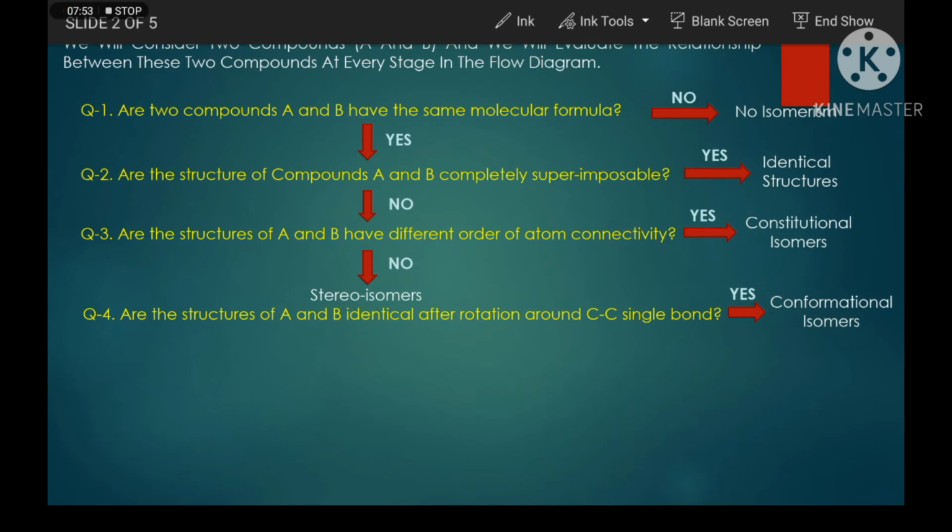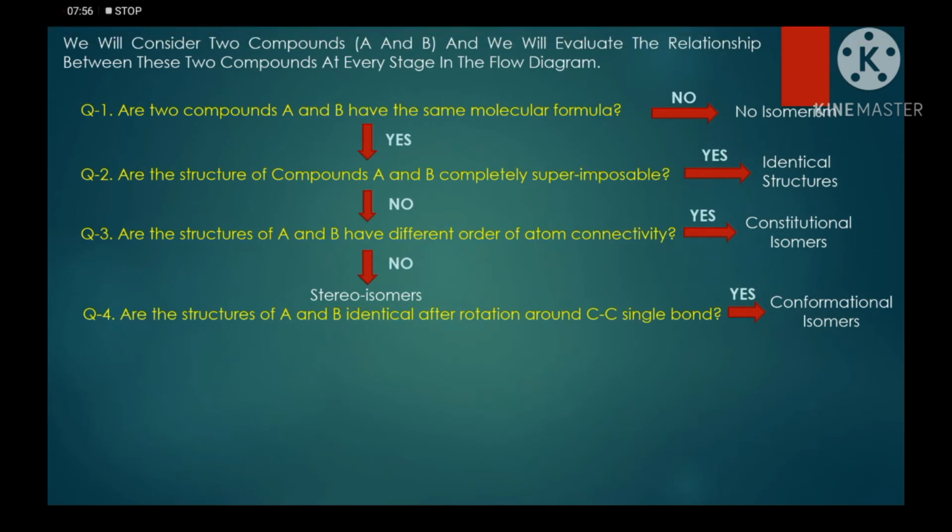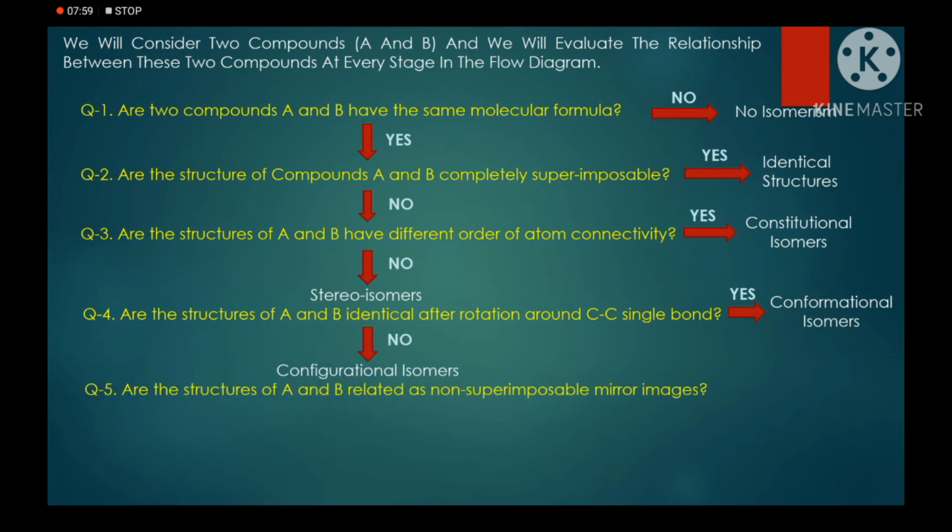Then there is another type of stereoisomers. They are called configurational isomers. So what are configurational isomers? Two molecules having the same molecular formula, non-superimposable, with the same order of atom connectivity, and non-interconvertible after rotation around the carbon-carbon bond are called configurational isomers. Or simply, we can say those stereoisomers which cannot be converted into one another just by rotation around the carbon-carbon bond are called configurational isomers.